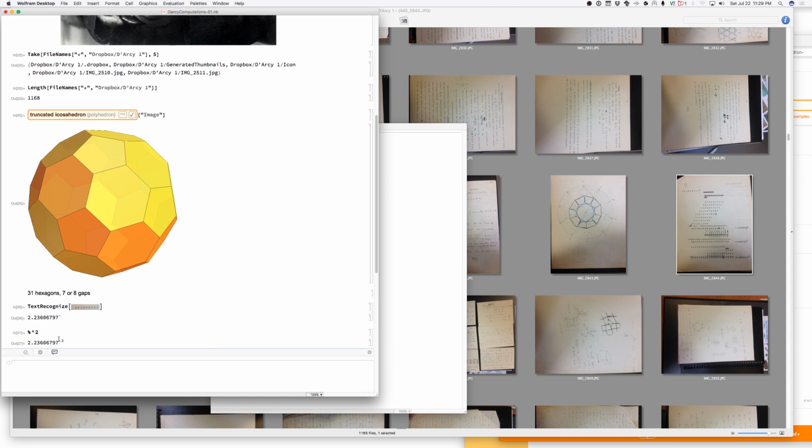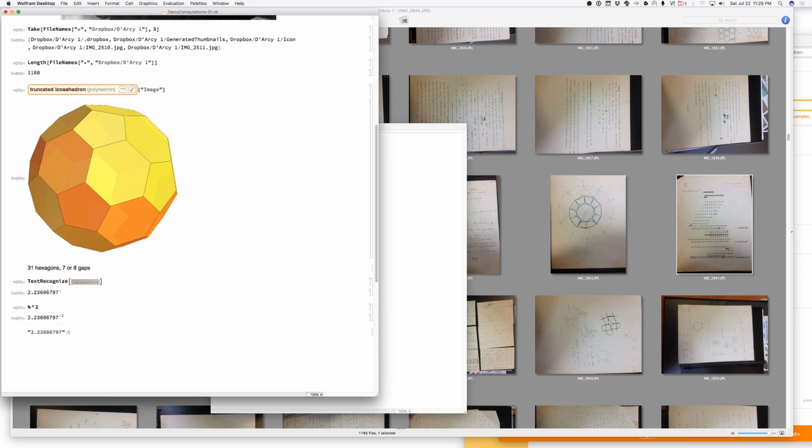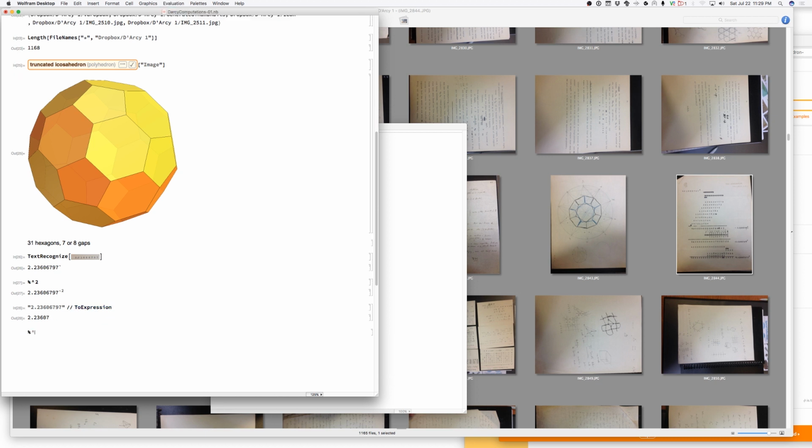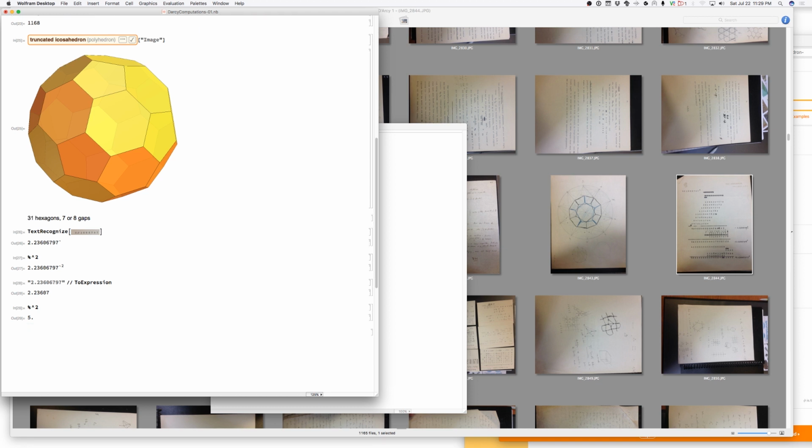Whoops, well that was just a string, so let me make that into an actual expression. Let's just pick that out and make it into an expression there. Let's say to expression, and then let's say that squared. Oh, it says it's really close to 5. Okay, well I see. So let's say number form of that, comma 10. So it's 4 point, lots of 9, 6, 6.